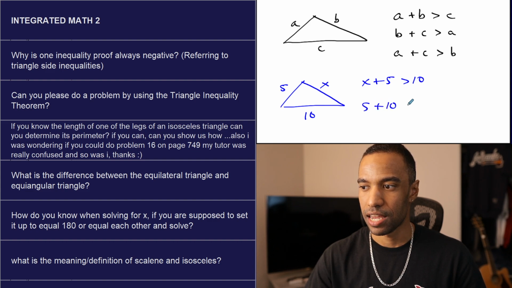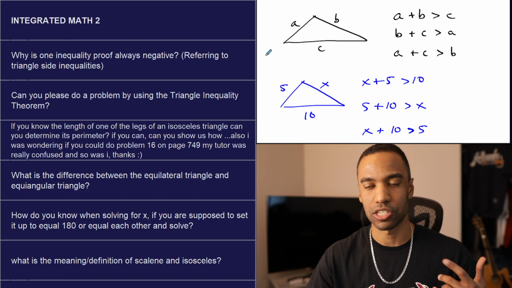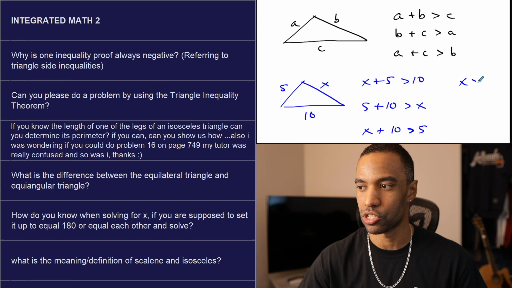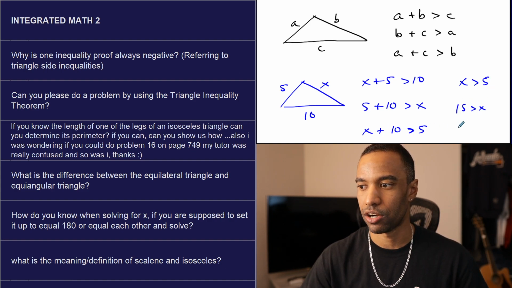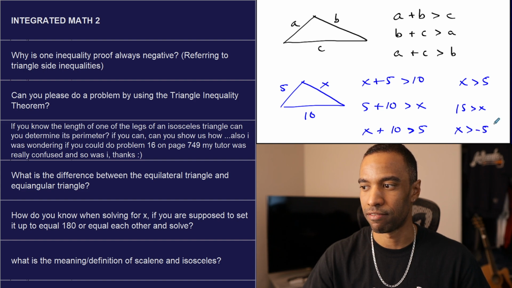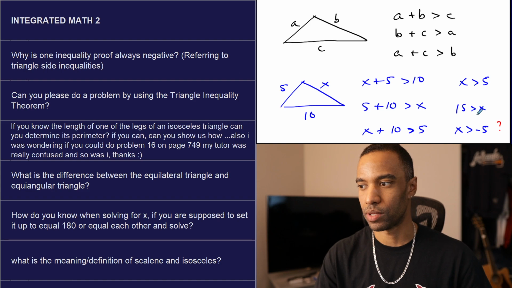5 plus 10 greater than x, and x plus 10 greater than 5. If I tested these and solved for x in all 3 inequalities, here I'll get x is greater than 5, here I'll get 15 is greater than x, and here I'll get x is greater than negative 5. They're asking, why is one of these always negative?